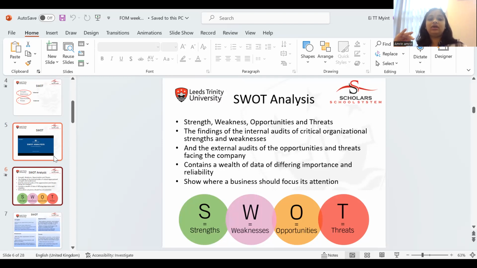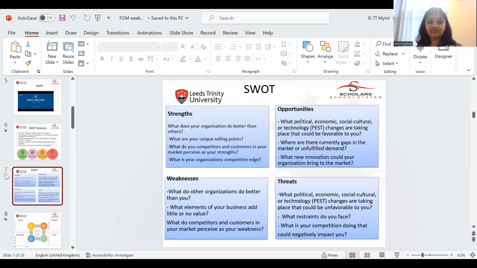And when it comes to opportunities and threats, you have to audit the external environment. The external audit checks the opportunities and threats, containing a wealth of data of different importance and reliability. It shows where a business should focus its attention. It will help you to show where your business should focus, and all those small things that will help you to develop or set up your business.